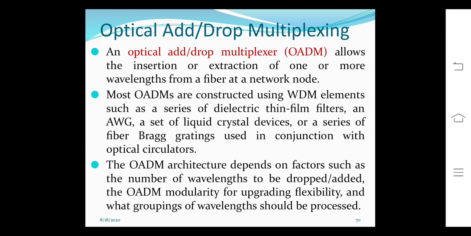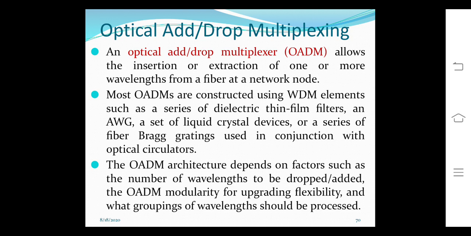Next we can see optical add or drop multiplexing. An optical add or drop multiplexer allows the insertion or extraction of one or more wavelengths from a fiber at a network node. Most OADMs are constructed using WDM elements such as a series of dielectric thin film filters, an AWG, a set of liquid crystal devices, or a series of fiber Bragg gratings used in conjunction.